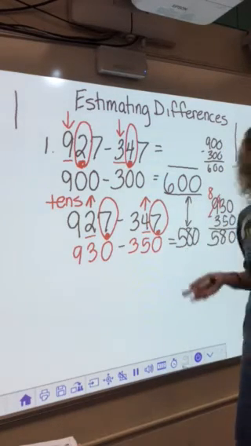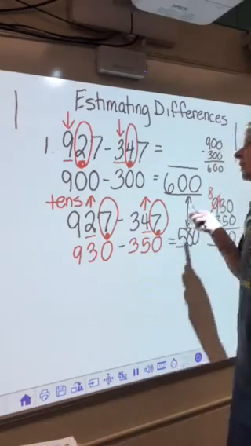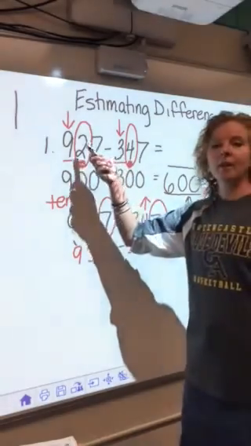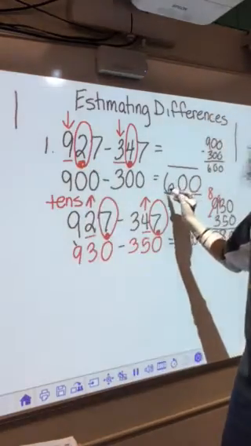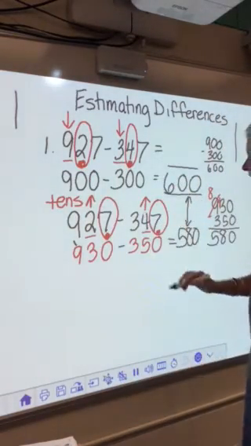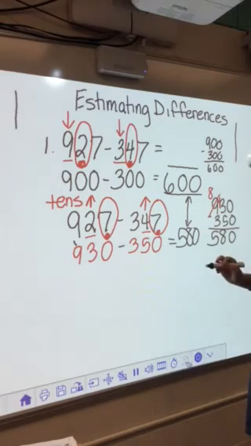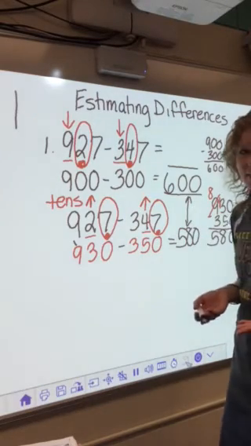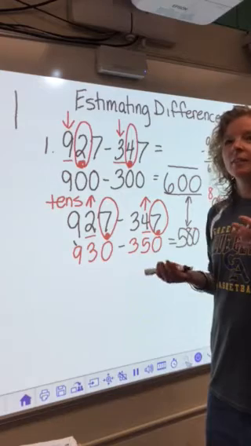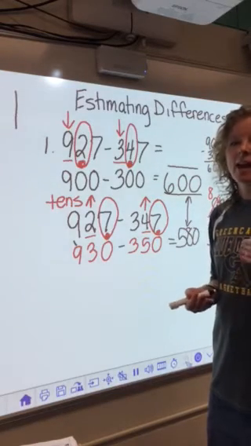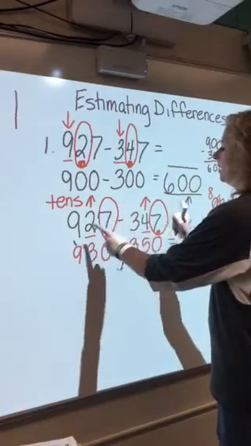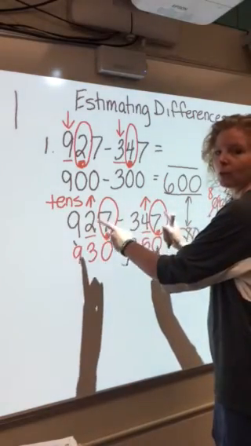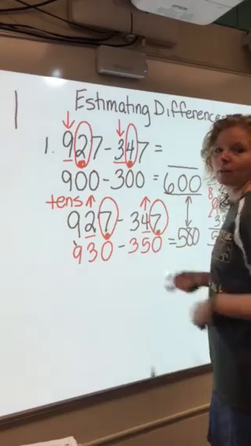See, these numbers are kind of close, but your answers do change when you're estimating to a different place. If you're estimating to the hundreds, it'll look like that. Estimating to the tens, it'll look like that. Estimating differences is the same process as estimating for addition. We just round each of the numbers to whatever place we're told. Make sense?